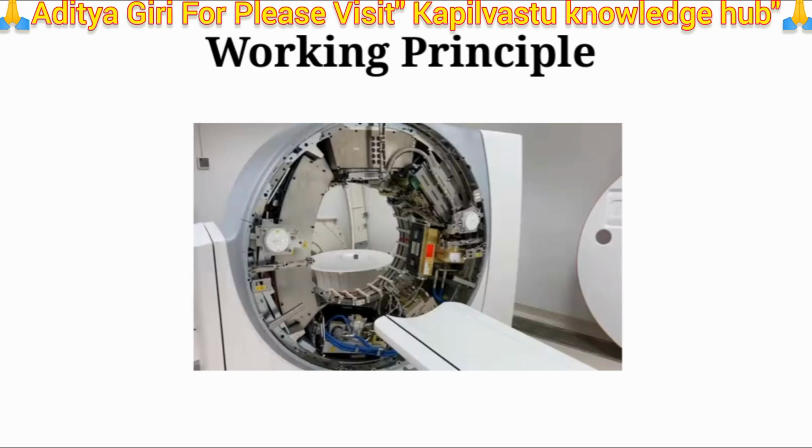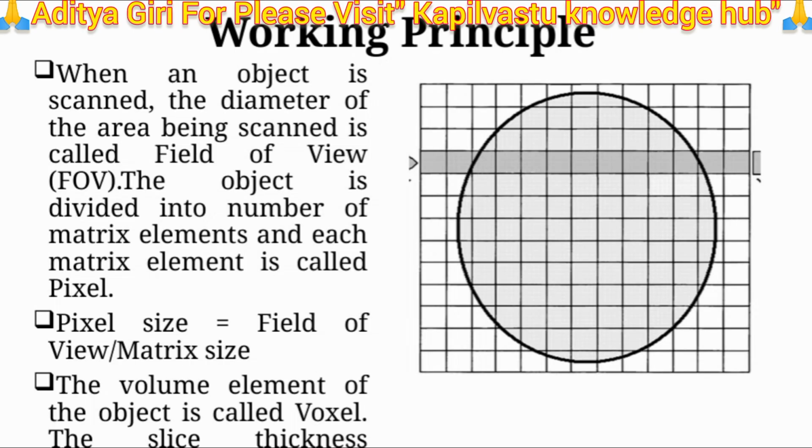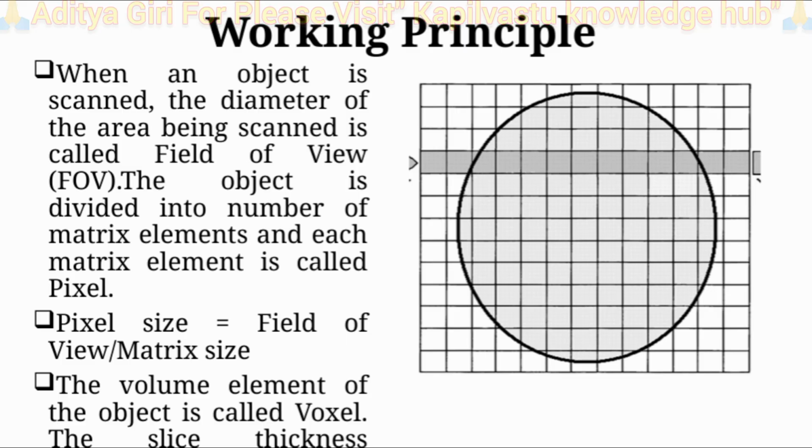so far. When we scan an object, the first key concept to understand is the field of view, or FOV. This is basically the diameter of the area we're examining during the scan. Think of it as the size of the window through which we're observing the object. Now, when we divide this scanned area into smaller parts, each part is called a pixel. These pixels are the basic elements that make up the image, much like the tiny dots on a digital screen.